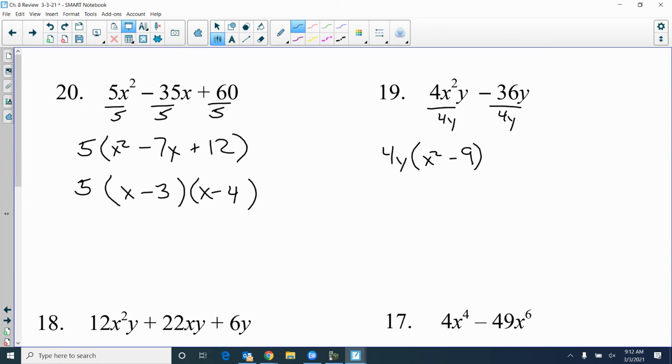I'm going to look in here. I have a variable that's being squared, and I have a constant number here. They're not going to have a GCF, okay? But what might they have, Evan? They have two terms, so it could be what? Difference of squares, okay? So if I do difference of squares here, Evan, what do I end up with? x minus 3 and x plus 3, okay? One subtraction, one addition. Square root of x squared is x. Square root of 9 is 3.